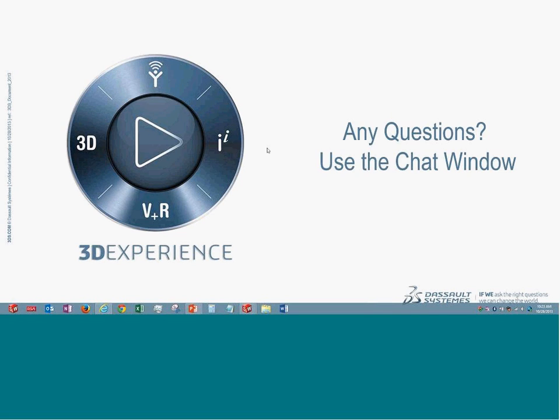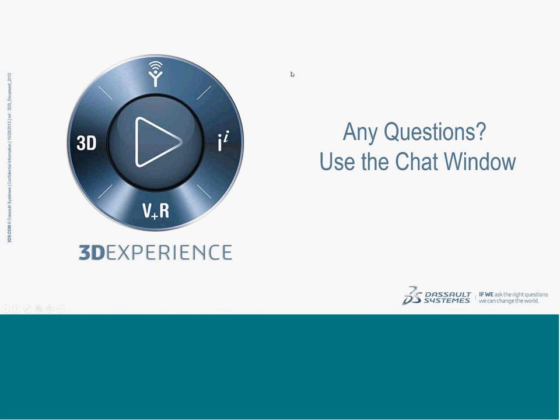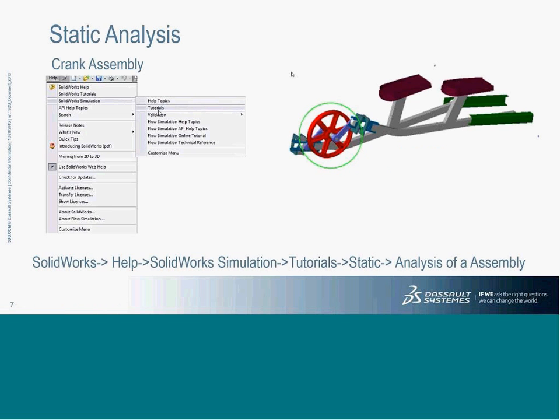So, to start off, I'm going to take this particular example. It is a simple static analysis, but it is on a crank assembly. Those who have SolidWorks, under Help, SolidWorks Simulation, you'll find tutorials, a certain set of examples which I'll be using today as well, all from this particular location. So it is Help, Simulation and Tutorial, and there is a detailed path on where it is. So we are going to analyze this particular assembly.